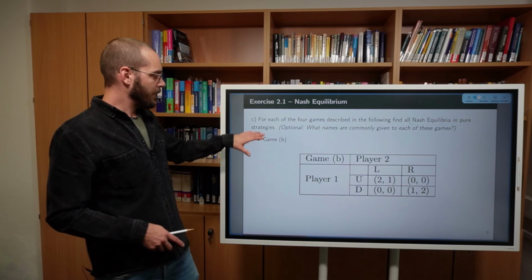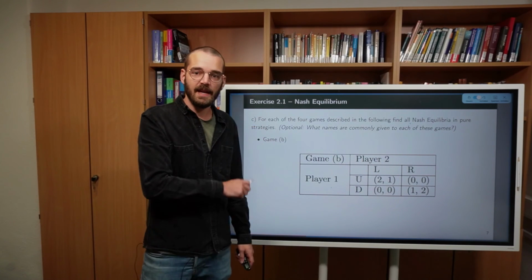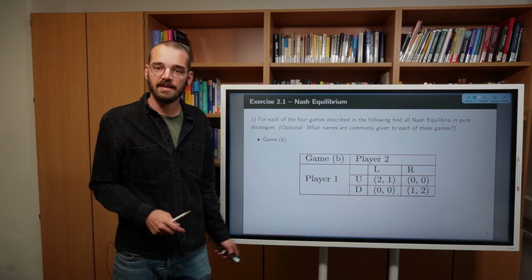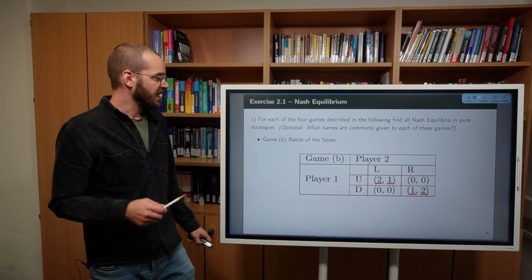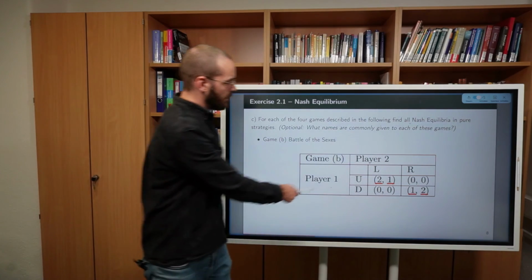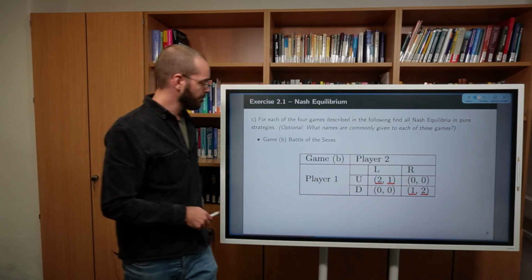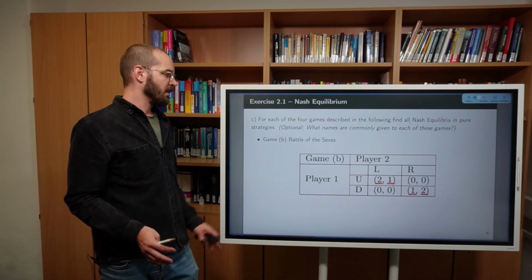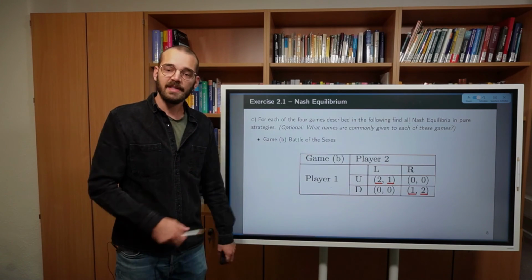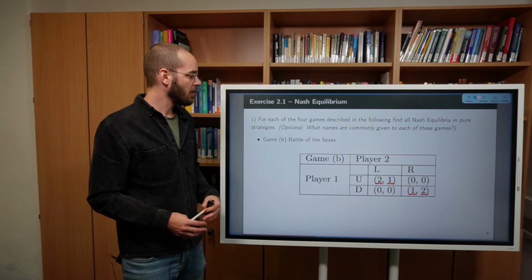So in this game B, we can see by using the same method which I now illustrated twice in this exercise, that there are actually two Nash equilibria. One Nash equilibrium is in the up left, the other one is down right. This game is called Battle of the Sexes. There again is a lot of literature on these kinds of games. Let me just broadly sketch the story behind this.